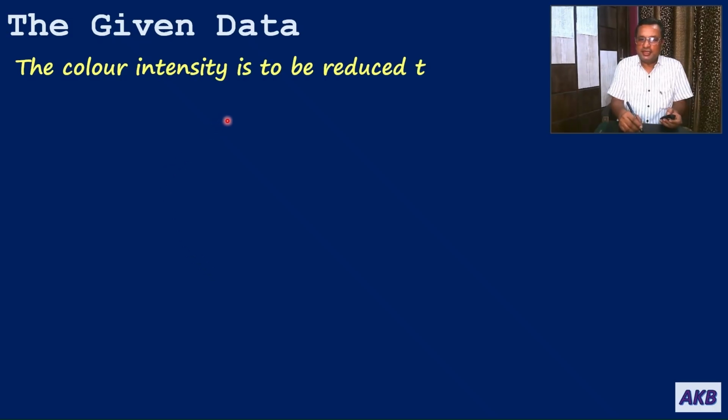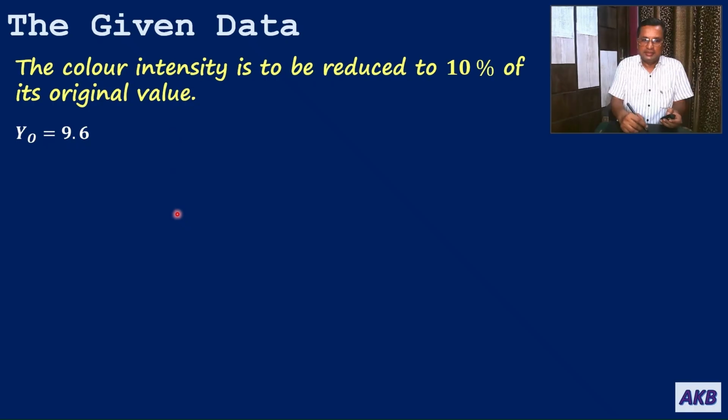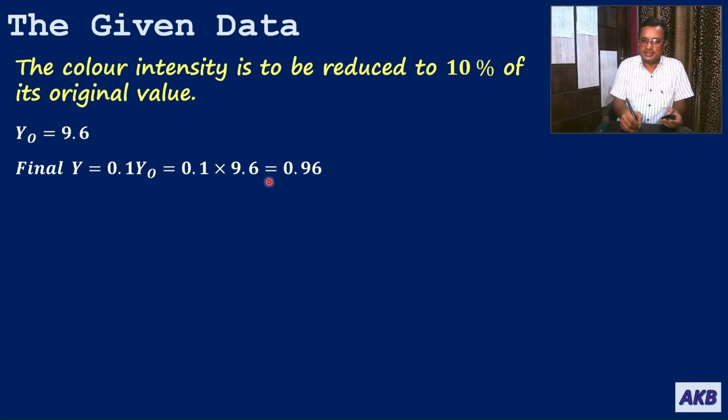And then the color intensity is to be reduced to 10% of its original value. So we are going to reduce the color concentration. The original value of the color is 9.6. That is, as per our notation, capital Y0 is 9.6. Then the final value of the color intensity is 10% of this. So that is 0.1 times Y0, which is 0.1 into 9.6, and that is 0.96.